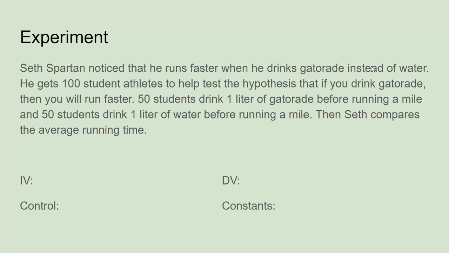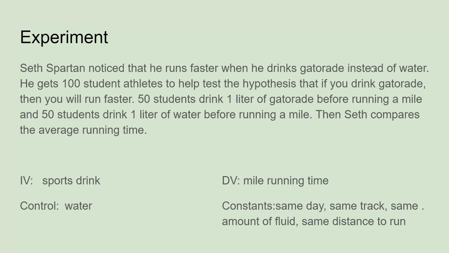All right, here's an example. Seth Spartan noticed that he runs faster when he drinks Gatorade instead of water. He gives 100 student athletes to help test the hypothesis that if you drink Gatorade, you will run faster. 50 students drink 1 liter of Gatorade before running a mile, and 50 students drink 1 liter of water before running a mile. Then Seth compares the average running time. See if you can think of what the IV, DV, control, and constants would be in this experiment.